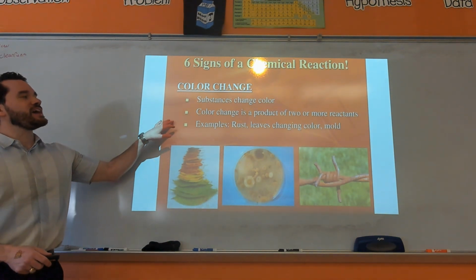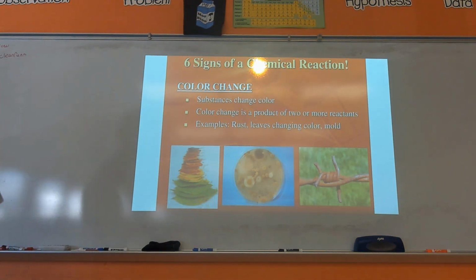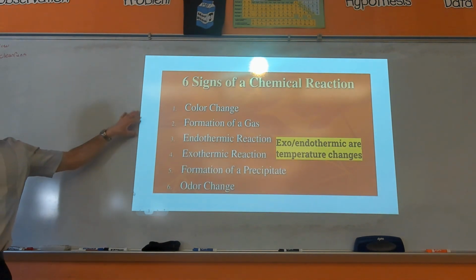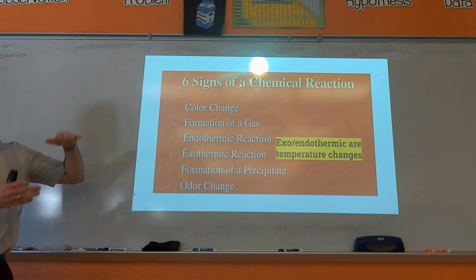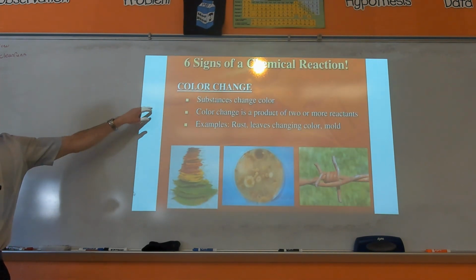Okay, so if you see a, or let me go back real quick. There's 6 signs of a chemical reaction. If you combine 3 and 4, it's really 5, but it'll be 6 if you were to separate those out. So the first sign would be a color change.